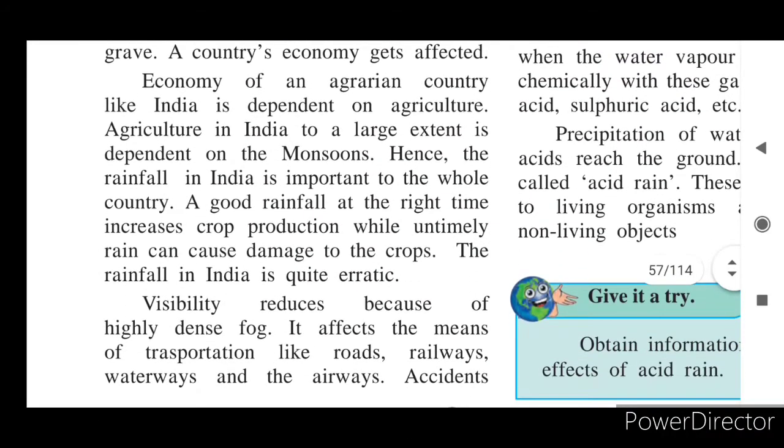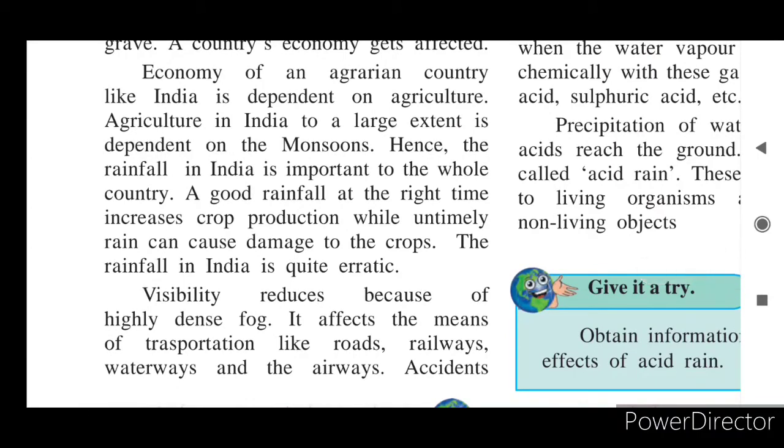See, the economy of an agrarian country like India is dependent on agriculture. Agrarian country means what? The country which is dependent on agriculture, meaning maximum people are engaged in the farming occupation. So here it is said that the economy of an agrarian country like India is dependent on agriculture, because agriculture is the base of our economy.